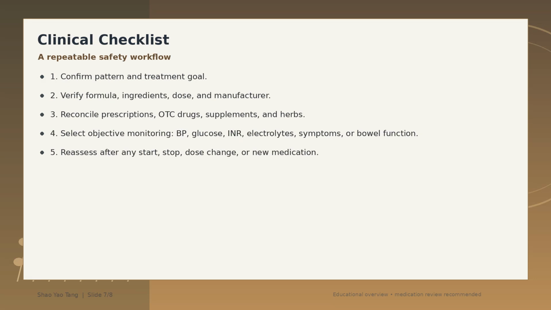A useful clinical checklist has 5 steps. 1. Confirm the traditional pattern. 2. Identify the exact product and full ingredient list. 3. Reconcile prescriptions, over-the-counter drugs, supplements, and other herbs. 4. Identify measurable endpoints, such as blood pressure, glucose, INR, electrolytes, symptoms, or bowel function when relevant. 5. Reassess after starting, stopping, or changing the formula rather than assuming the response will be stable.